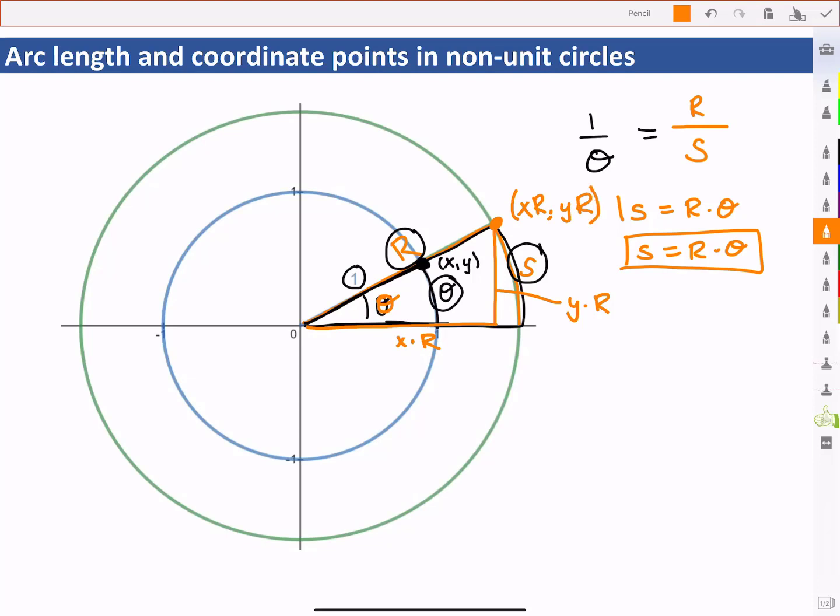Now we should be ready for the next video where we will look at some examples of how to use what we just learned in non-unit circles.